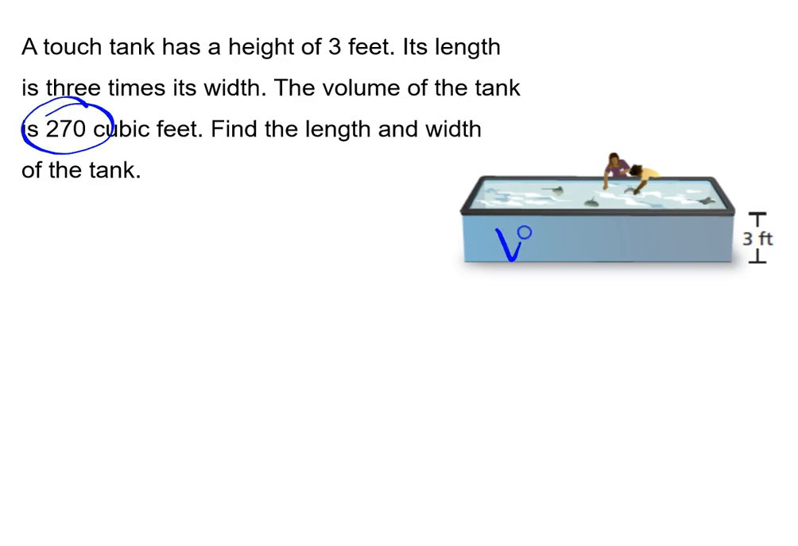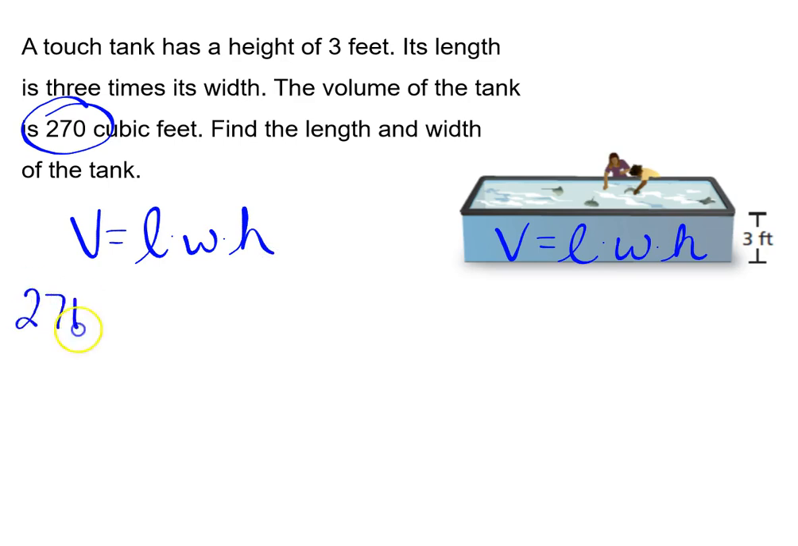Well, I would start by noticing or remembering that the volume is going to be the length times the width times the height. So we know that the volume is, let's write that down over here too, length times width times height. We know that the volume is 270. And we know that the height is 3. So we need something for the length and the width.